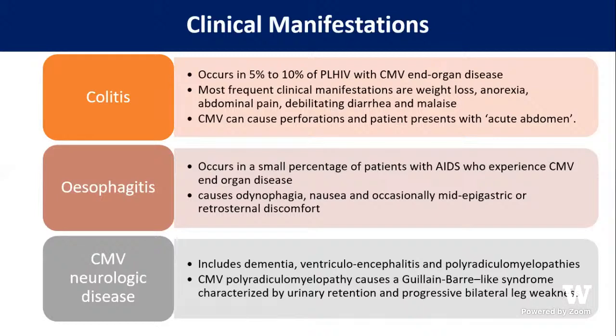And it can also cause, in addition to retinitis, dementia, ventriculoencephalitis, polyradicular neuropathies, and some other forms like a GBS kind of a syndrome. So these are the other clinical features of disseminated CMV infection. But we talked about CMV retinitis earlier. Next.